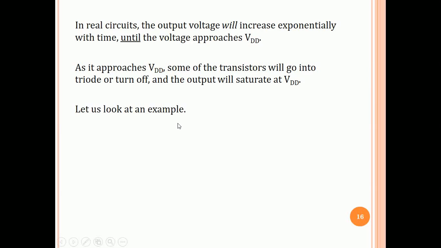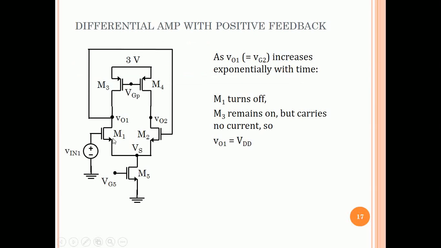Alright, let's look at an example. So we'll just take a simple differential amplifier and we've connected the output to the positive input of the amplifier. Let's treat this as an amplifier. So if this is the output, then this is a negative input, this is the positive input. So we've connected the output to the positive input, and let's say we apply a voltage step. Alright, so what will happen is when we apply a voltage step, the output, which is of course equal to the gate voltage of M2, will start increasing exponentially with time.